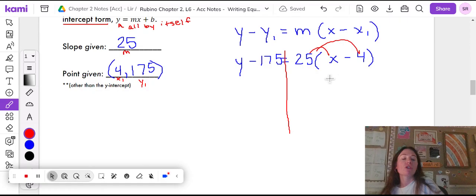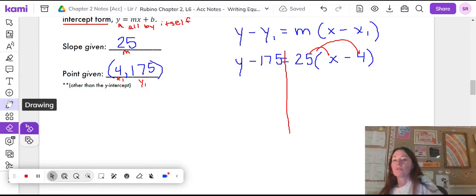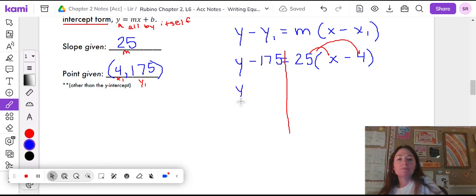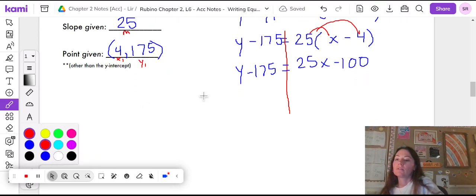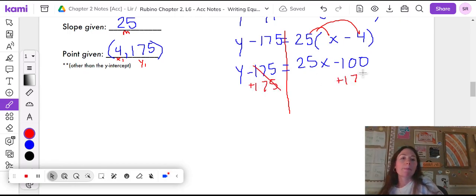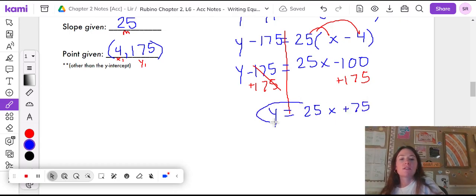I'm starting by distributing, and I get y minus 175 equals 25x minus 100. And then I add 175 on either side to get my final equation in slope-intercept form. Y equals 25x plus 75. That's my final equation in slope-intercept form.